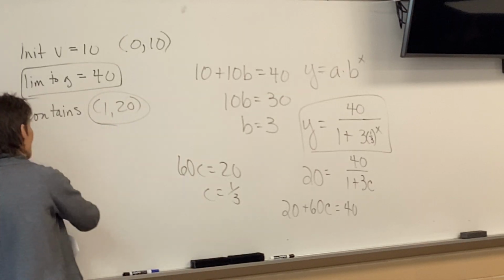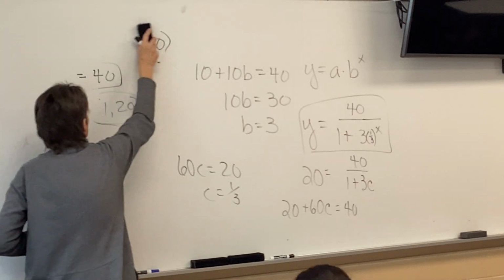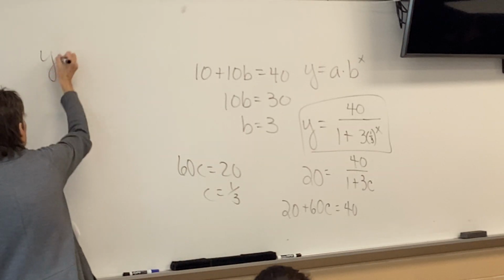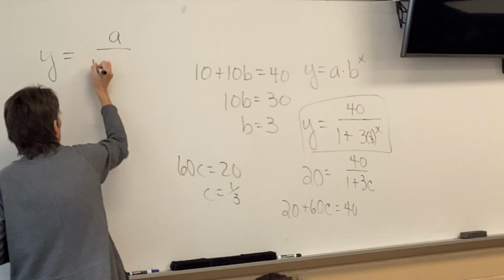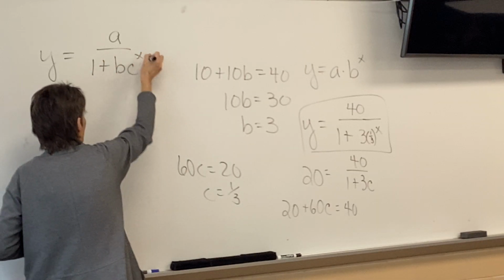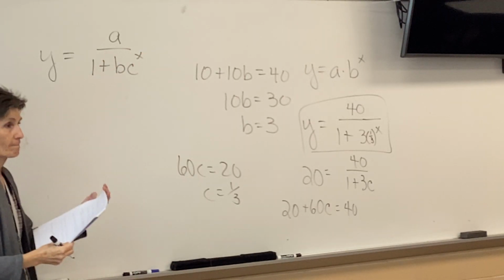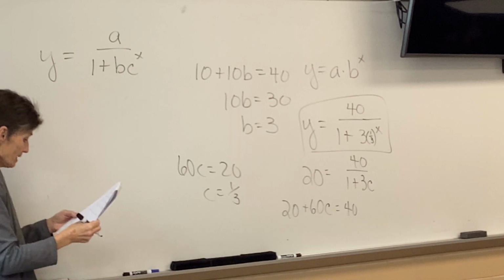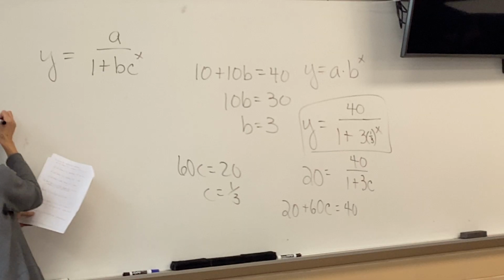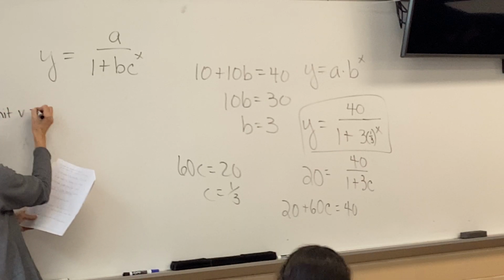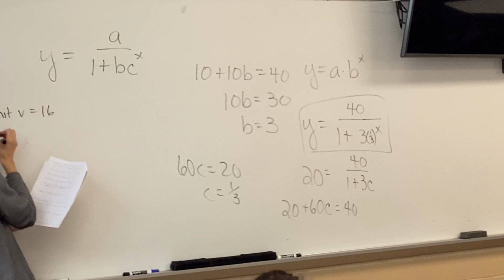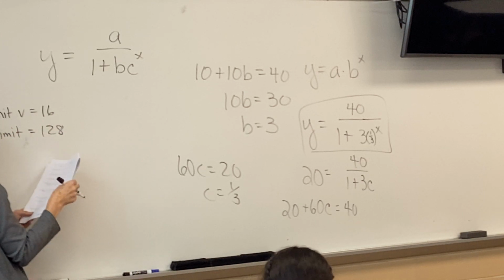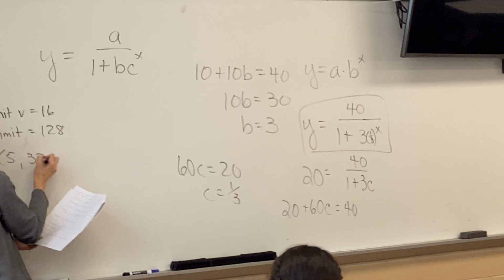We'll do one more together, and then you guys can do one on your own. Okay, so let's write down what we're shooting for. A over 1 plus BC to the X. The initial value is 16. We know our limit to growth is 128, and we got the point 0.5 comma 32.